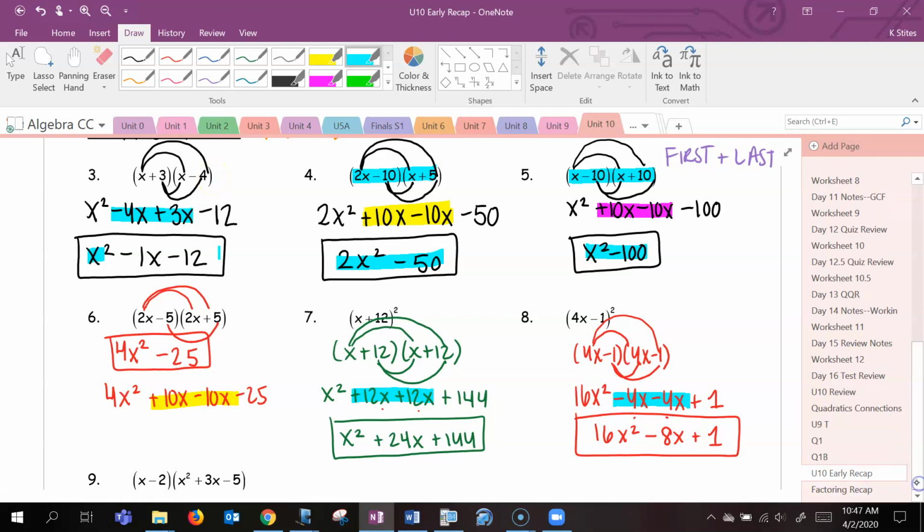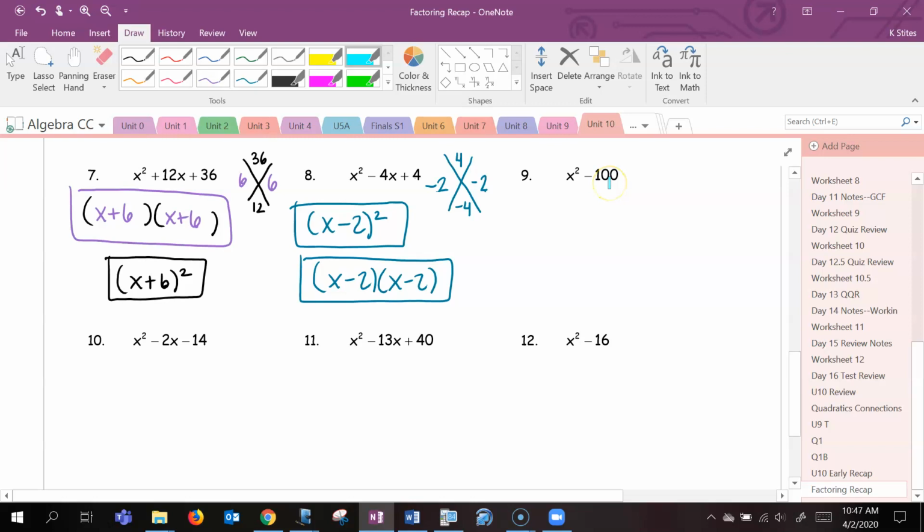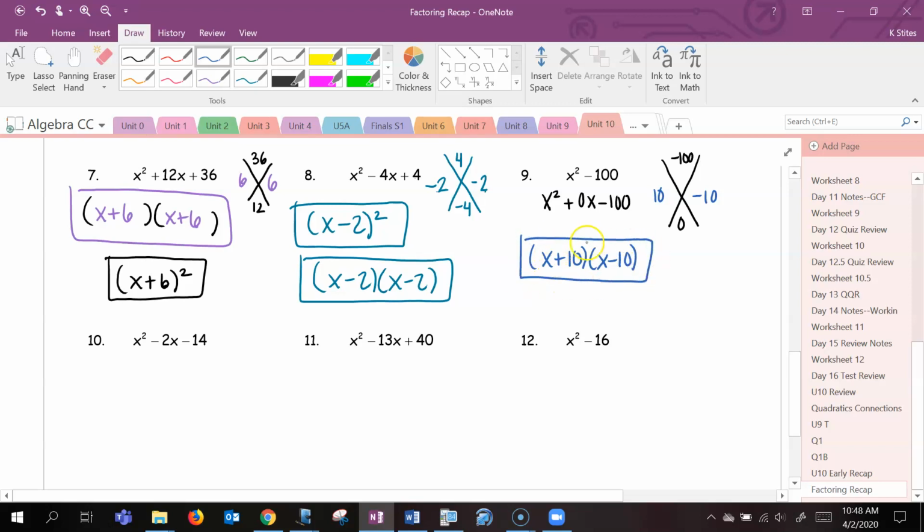So what that means is, actually, it's the same problem that we did yesterday. This means that we're multiplying to negative 100, and it actually means we're adding to 0. You know that because there's no x term in there. And the only way to add to 0 is if those numbers are opposites. So a positive 10 and a negative 10. And it doesn't matter which order you go in, you just need a plus 10 and a minus 10. And if you want, you can FOIL that out to check to make sure you got the right answer.